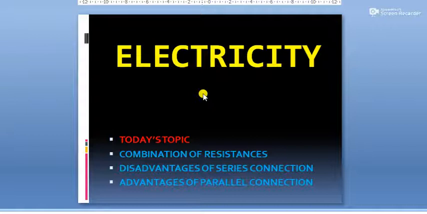In this chapter, we have already studied Ohm's law, resistance, resistivity, and potential difference. So, today we are going to study the combination of resistance, disadvantages of series connection, and advantages of parallel connection. So, let's start our class.